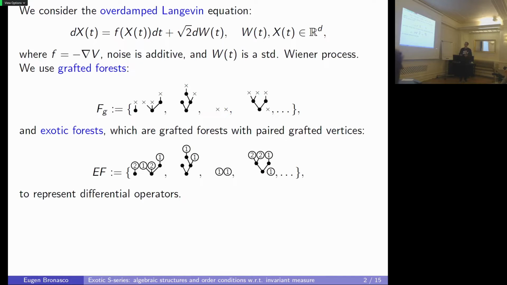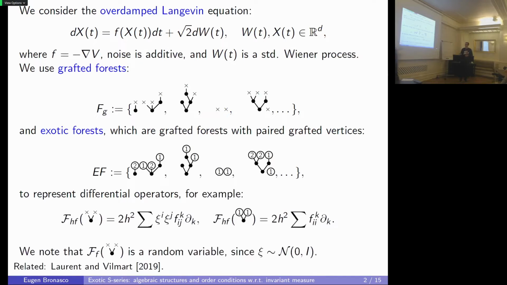This kind of forests are used to represent differential operators, and here you see some examples. On the left we have a differential operator corresponding to the grafted forest, and on the right a differential operator corresponding to the exotic forest. We can see that the differential operator corresponding to the grafted forest is a random variable due to this xi, which is a Gaussian.